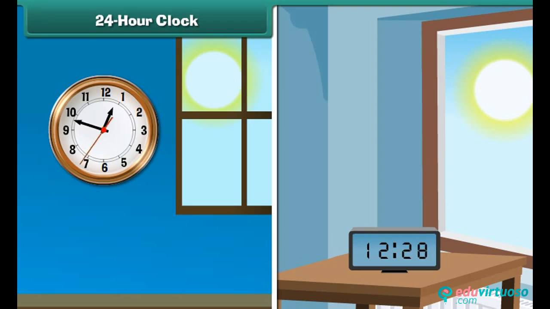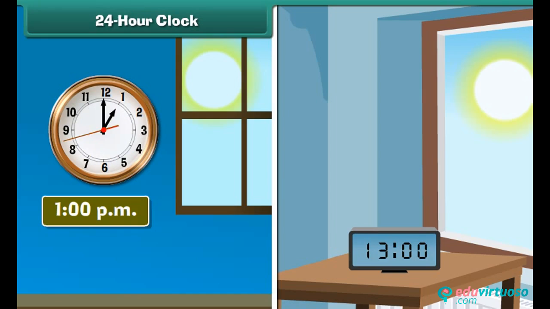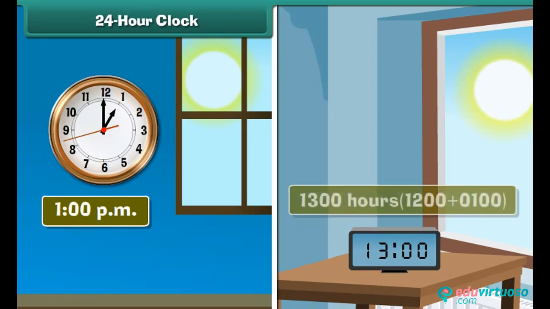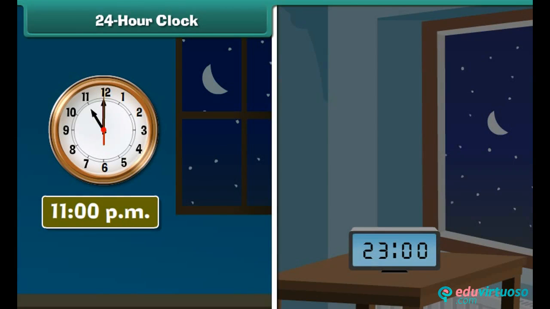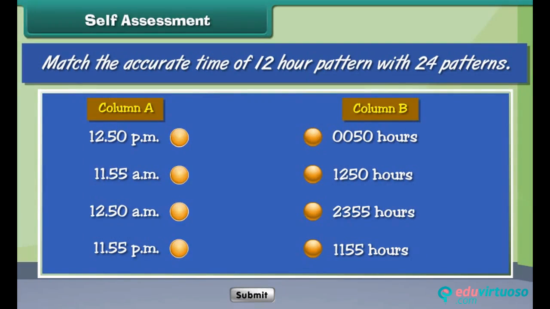After 12 noon, the two clocks differ in their representation of time. 1 p.m. on the 12-hour clock is represented as 1300 hours on the 24-hour clock. 1300 is nothing but 1200 plus 0100. Similarly, 11 p.m. on the 12-hour clock is represented as... Self-assessment. Match the accurate time of 12-hour pattern with 24 patterns.